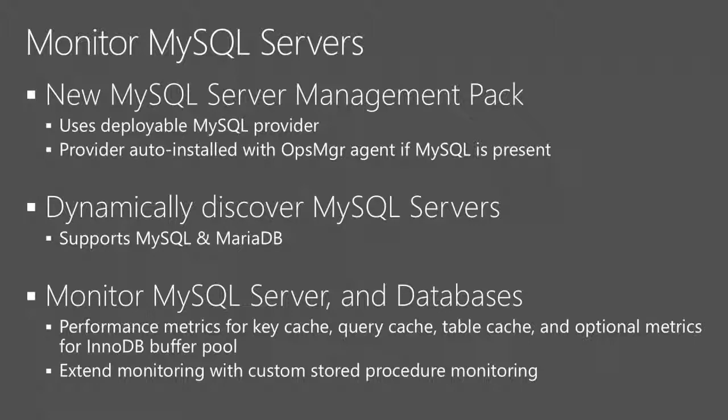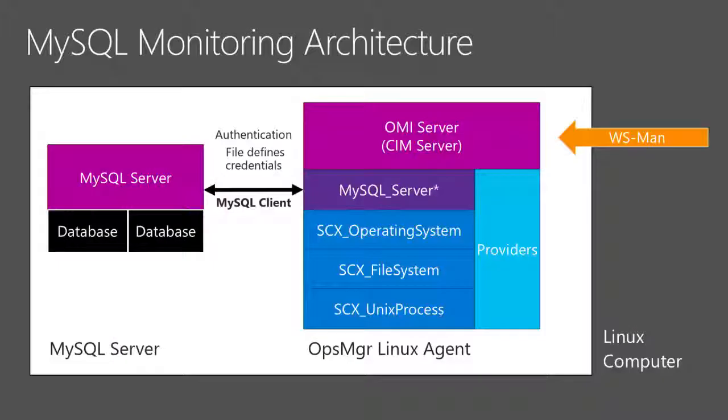The kind of metrics you can expect to get from here are key cache, table cache, and query cache. If you're using a storage engine like InnoDB, we also have optional metrics there as well. And in terms of extending your monitoring with MySQL, if you're using MySQL for custom applications, we've written the foundation for you to write an MP atop custom stored procedure monitoring. So you can have a stored procedure go figure out, hey, how many comments do I have in a WordPress site? And we can alert on that, and you have all the capabilities Ops Manager has in terms of making alerts for warning and critical. You can build rules atop this custom stored procedure monitoring, and I'll show that during the demo as well.